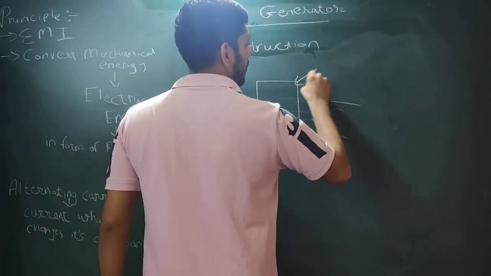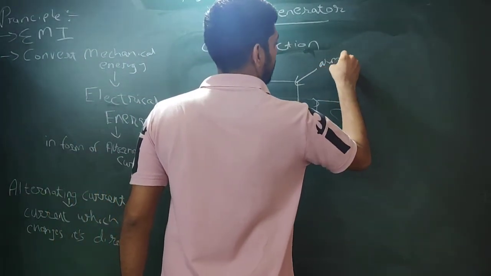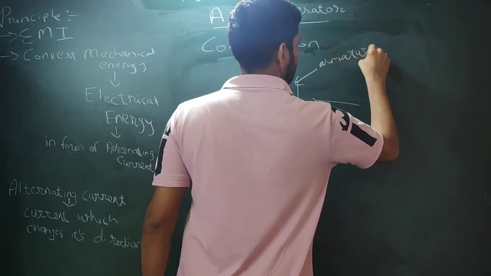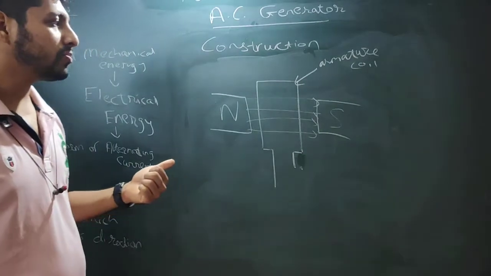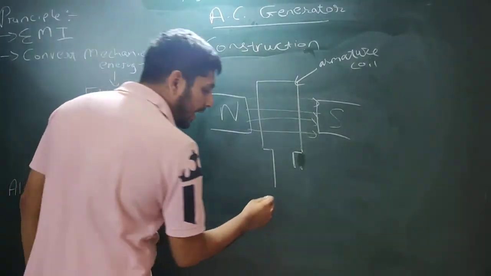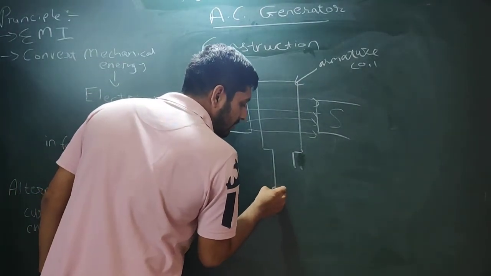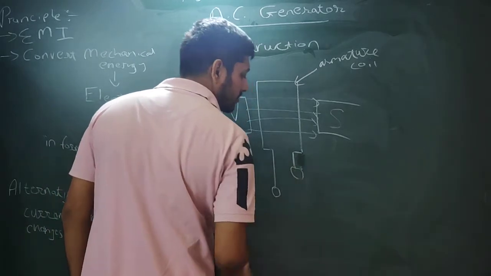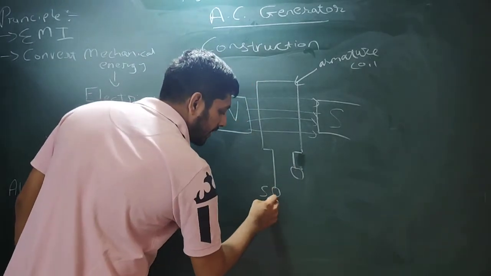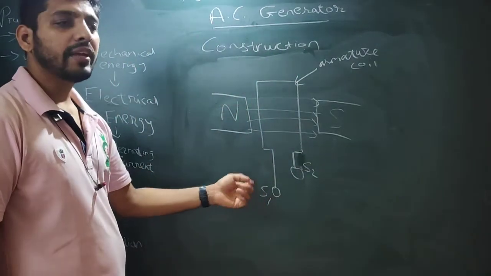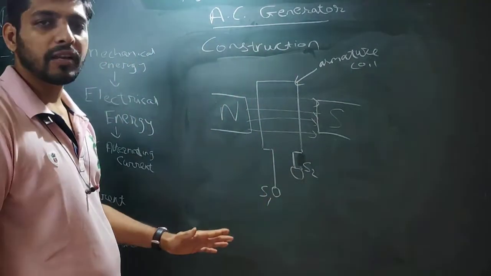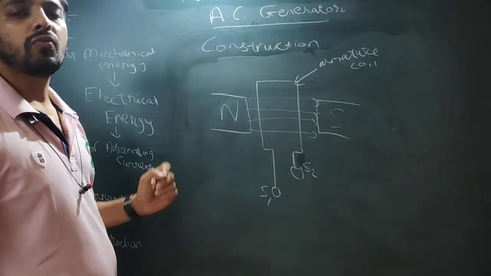I'll write down the name. Armature coil. This is just a coil of turns, a normal coil. Okay. At the ends of the coil, there are slip rings. Let us name them S1 and S2. You can name them anything, there is no necessity. S1 and S2 are slip rings. Just write the name. I'll explain what the slip rings are.